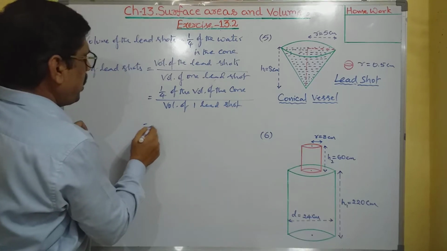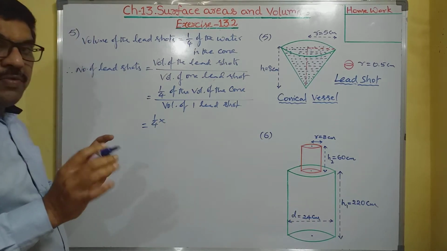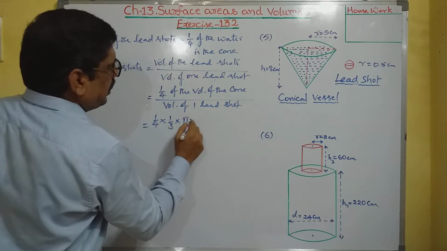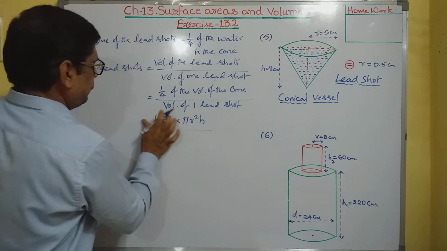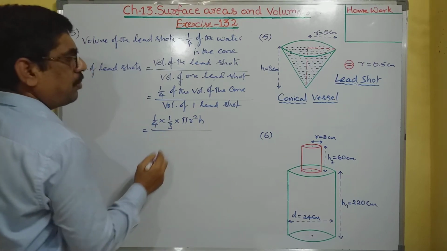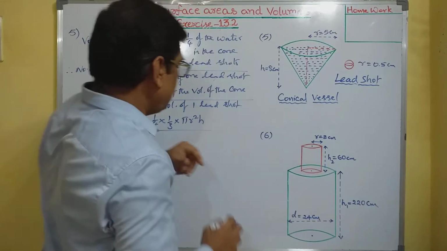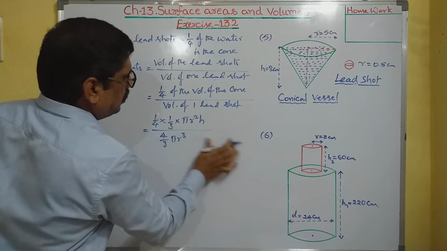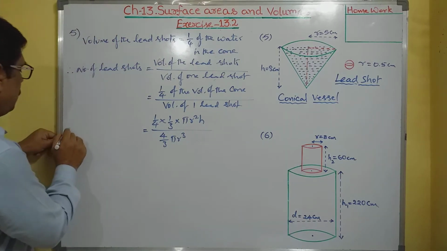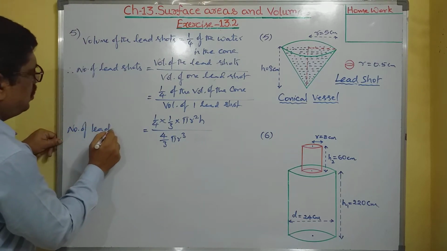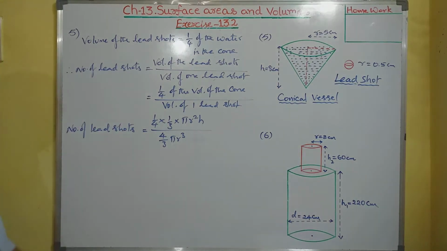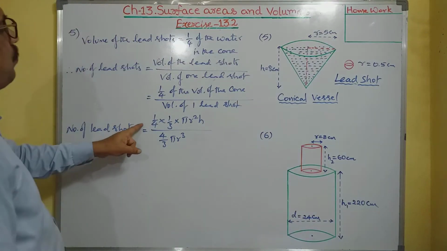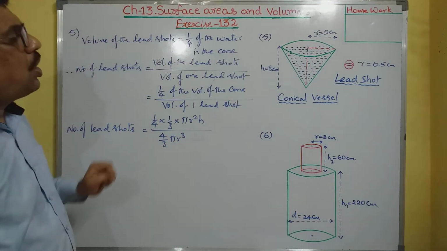Now we have to write the volume of a cone formula: 1 by 3 pi r square h, by the volume of a lead shot formula. The lead shot is in the form of a sphere, so the volume of the sphere is 4 by 3 pi r cube cubic units. So this is the number of lead shots. Did you understand up to this? So we have to find 1/4 of the volume of the cone by the volume of the lead shot.